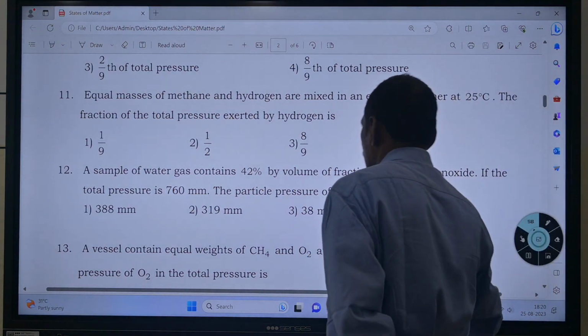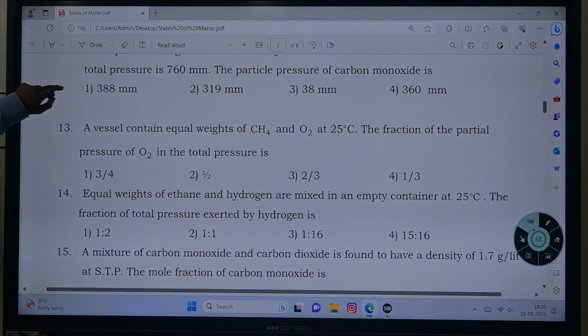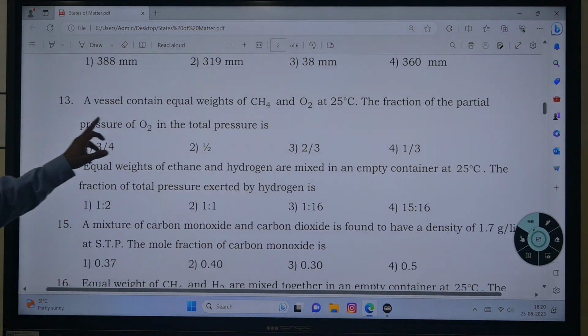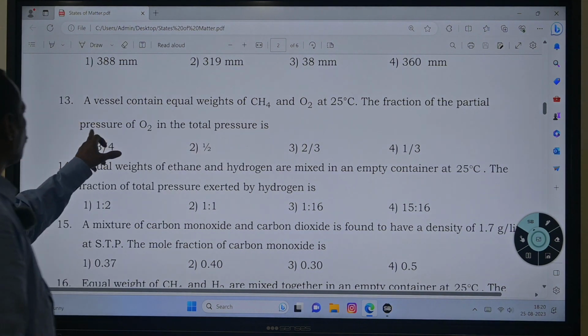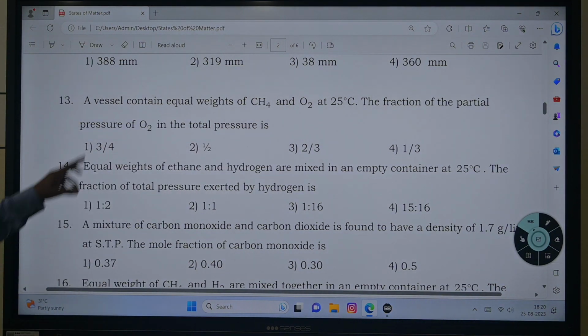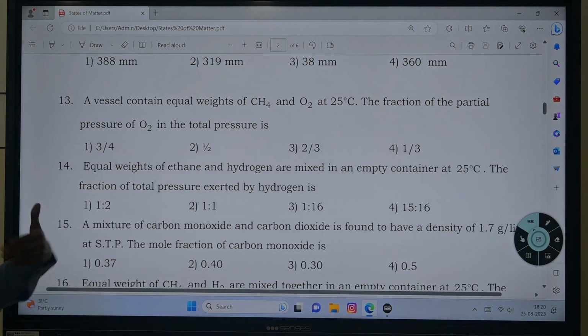The remaining questions are: question number 13. A vessel contains equal weights of methane and oxygen at 25 degrees. The partial pressure of oxygen in the total pressure. Equal weights of methane and oxygen. Already we have discussed such a model.